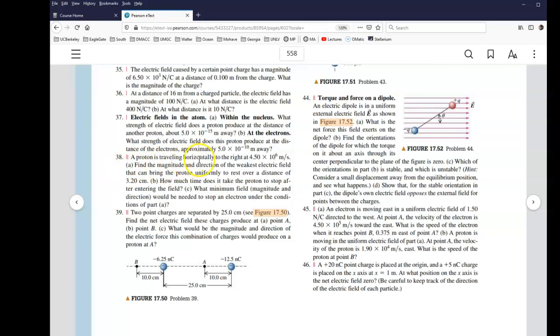Okay, let's read it together. It says a proton is traveling horizontally to the right at 4.5 times 10 to the 6 meters per second. So we have a proton traveling at 4.5 million meters per second. It says, find the magnitude and direction of the weakest electric field that can bring the proton uniformly to rest over a distance of 3.2 centimeters. Okay, sounds like a tough problem, doesn't it? So how do we do this one?